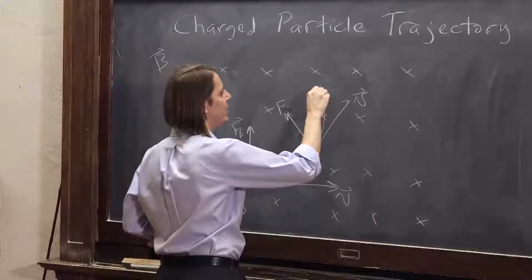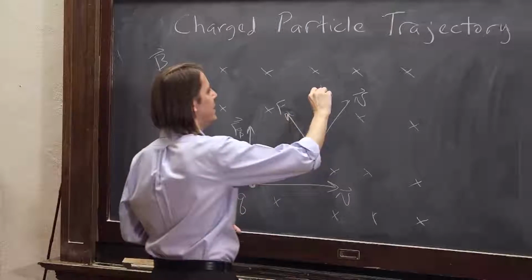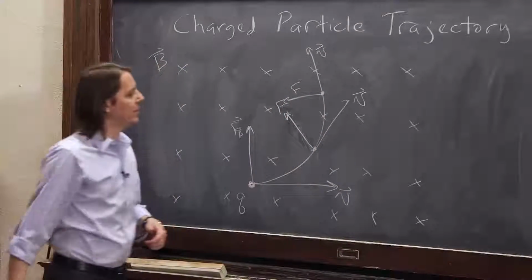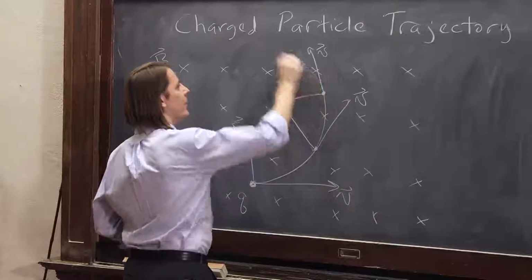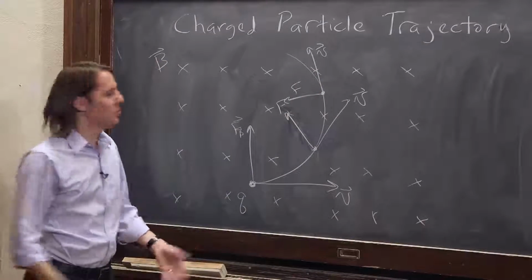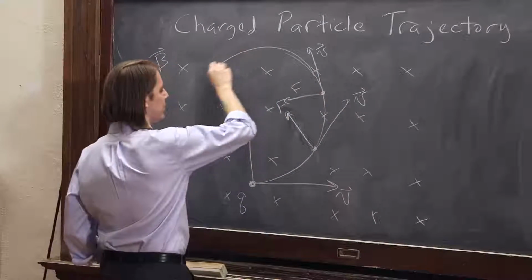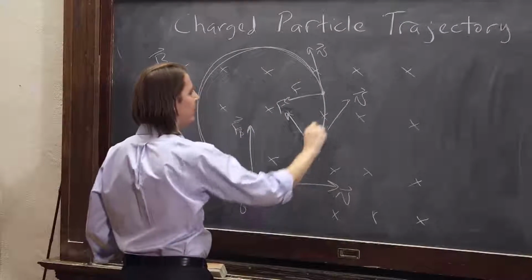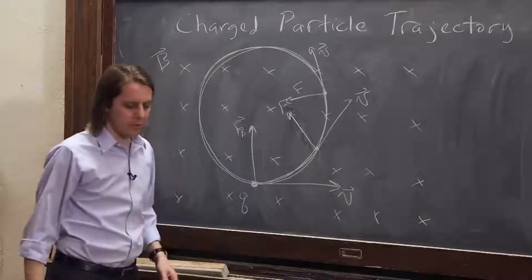Oh, but wait a minute. When it gets to here, the velocity's changed again. Now the velocity is this way. And the force is now that way. Say, okay, it's going to kind of go like that. Well, you can see what it's going to do, and you've probably read already, you know what it's going to do. It's going to make a circle. Right? It's just going to go around in a perfect little circle.